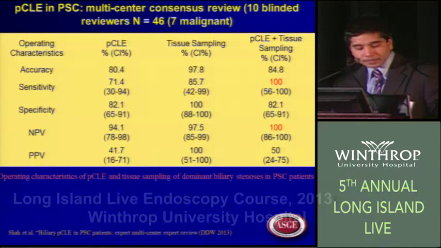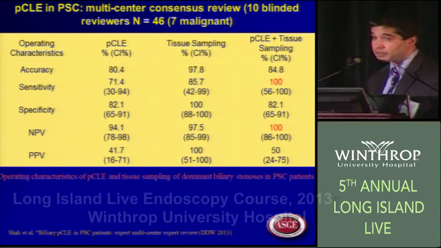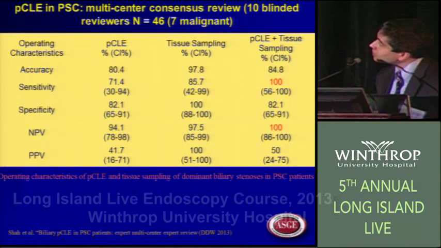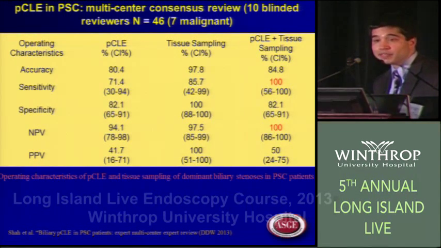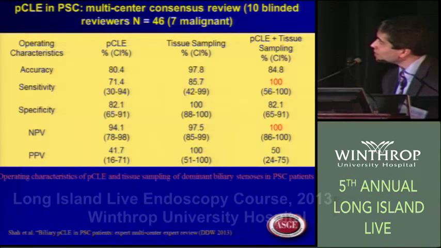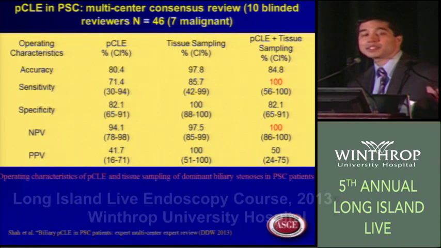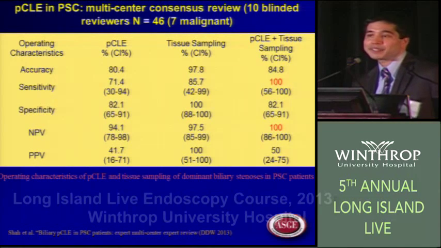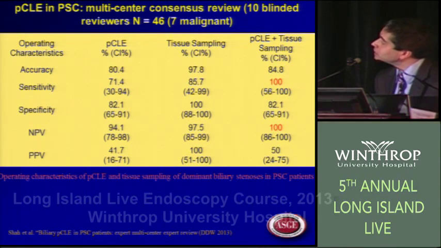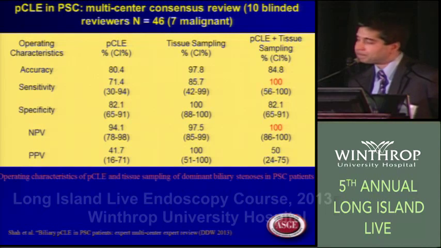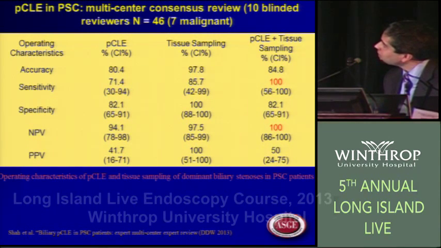A multi-center series is being presented at DDW this May, in which we looked at 46 video clips using confocal specifically in PSC patients, who tend to be challenging because they have a high rate of development of cholangiocarcinoma. There are multiple targets to sample, so you're trying to figure out which areas to sample. This can sometimes be useful, still under investigation. But you can see that the sensitivity and specificity were actually lower compared to tissue sampling. We had a high proportion of patients with malignancy, and it's a pretty select group of patients. But when you combine confocal and tissue sampling, you see very robust sensitivity and negative predictive value.